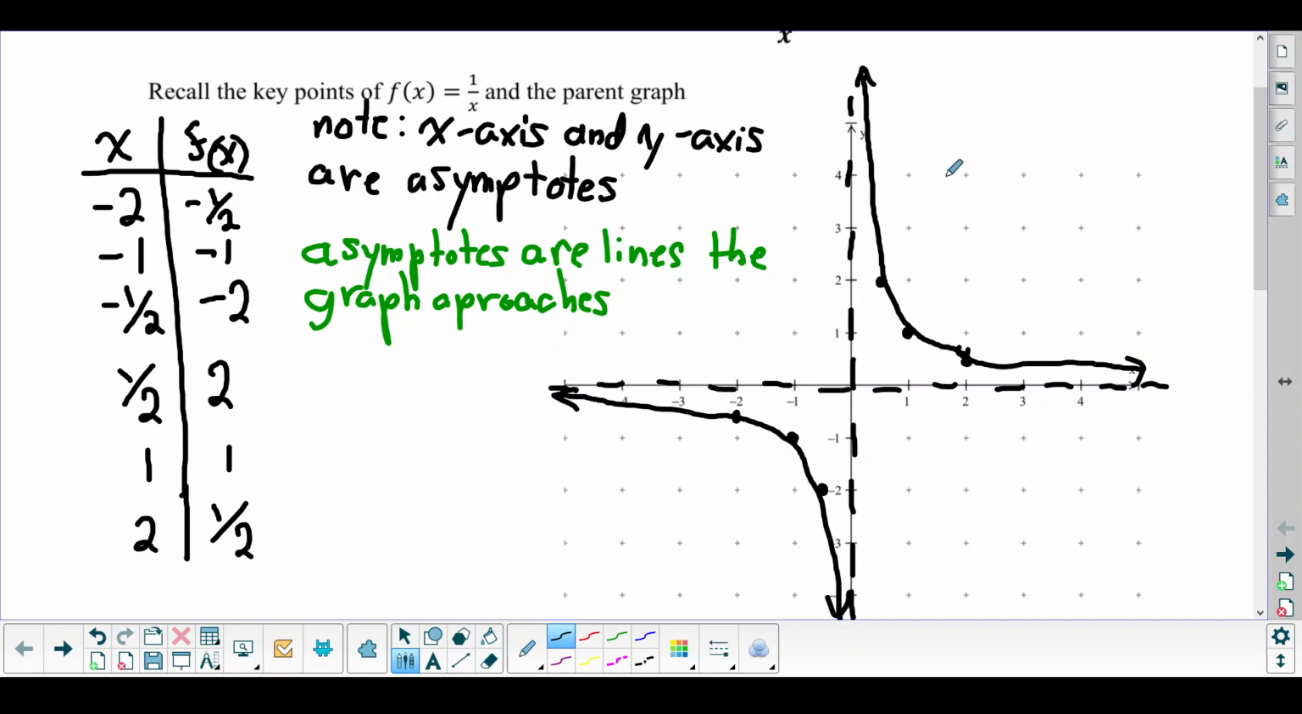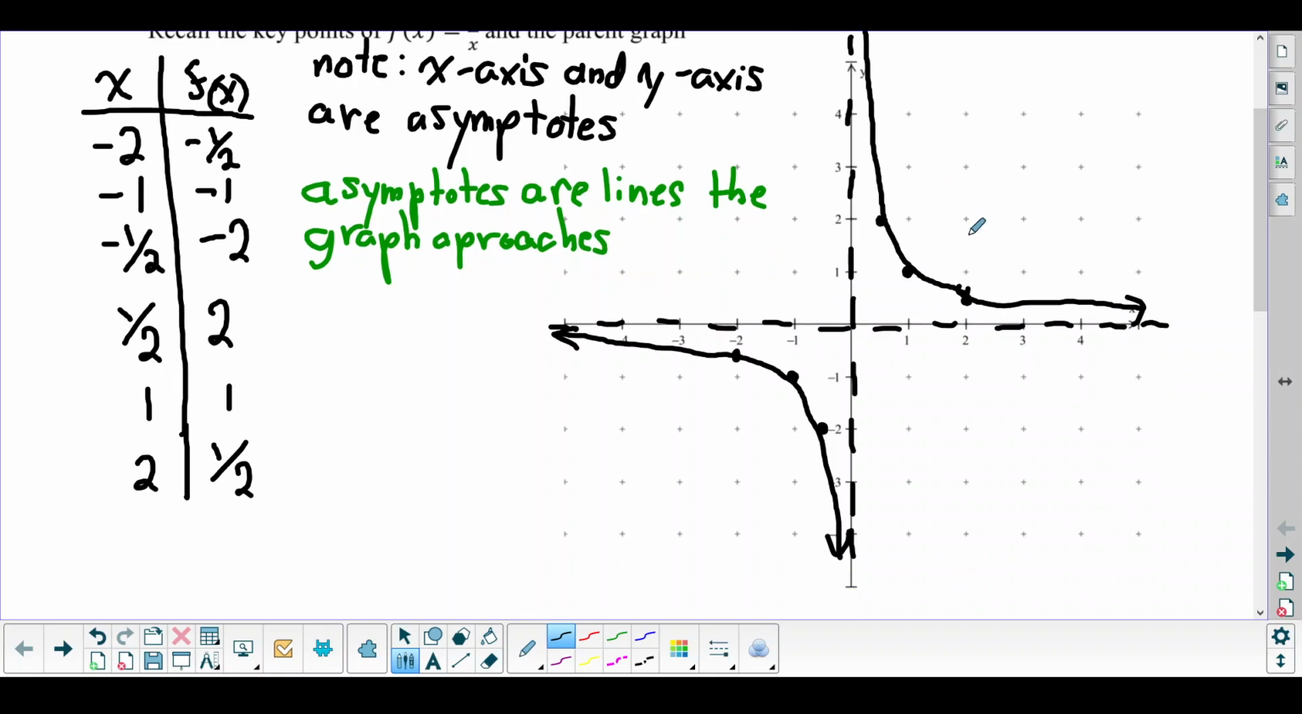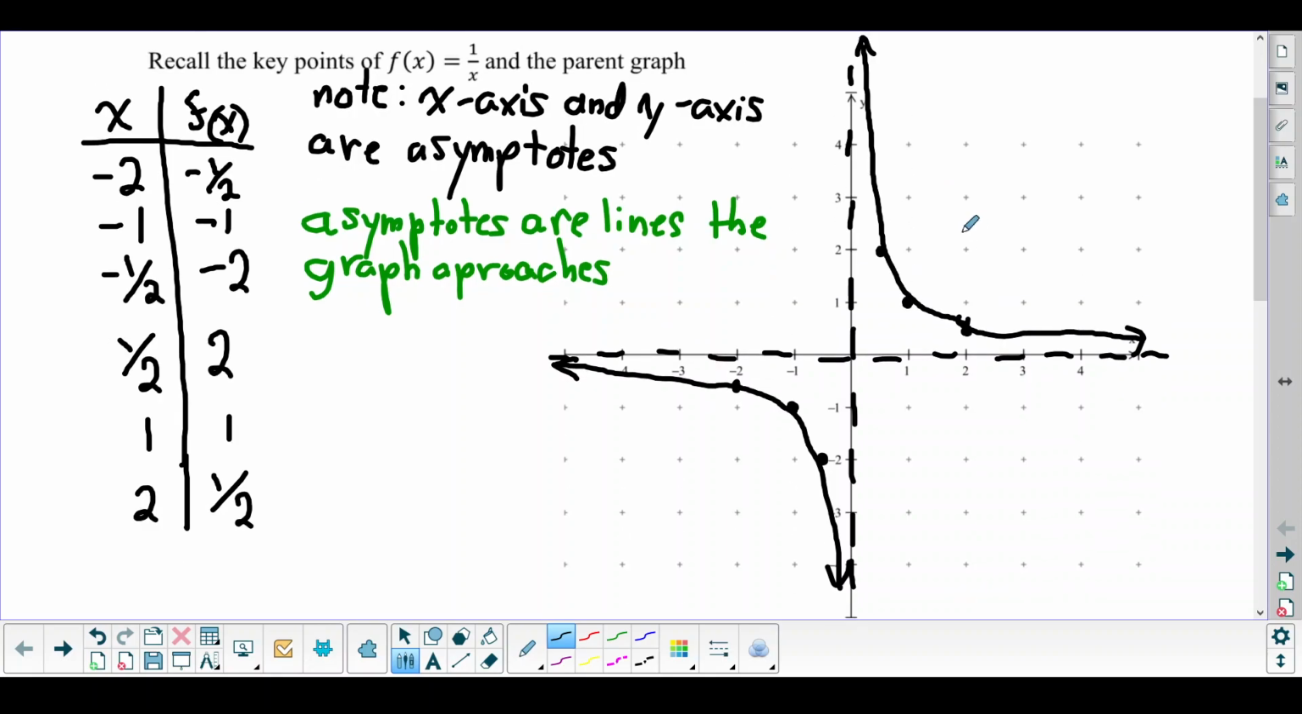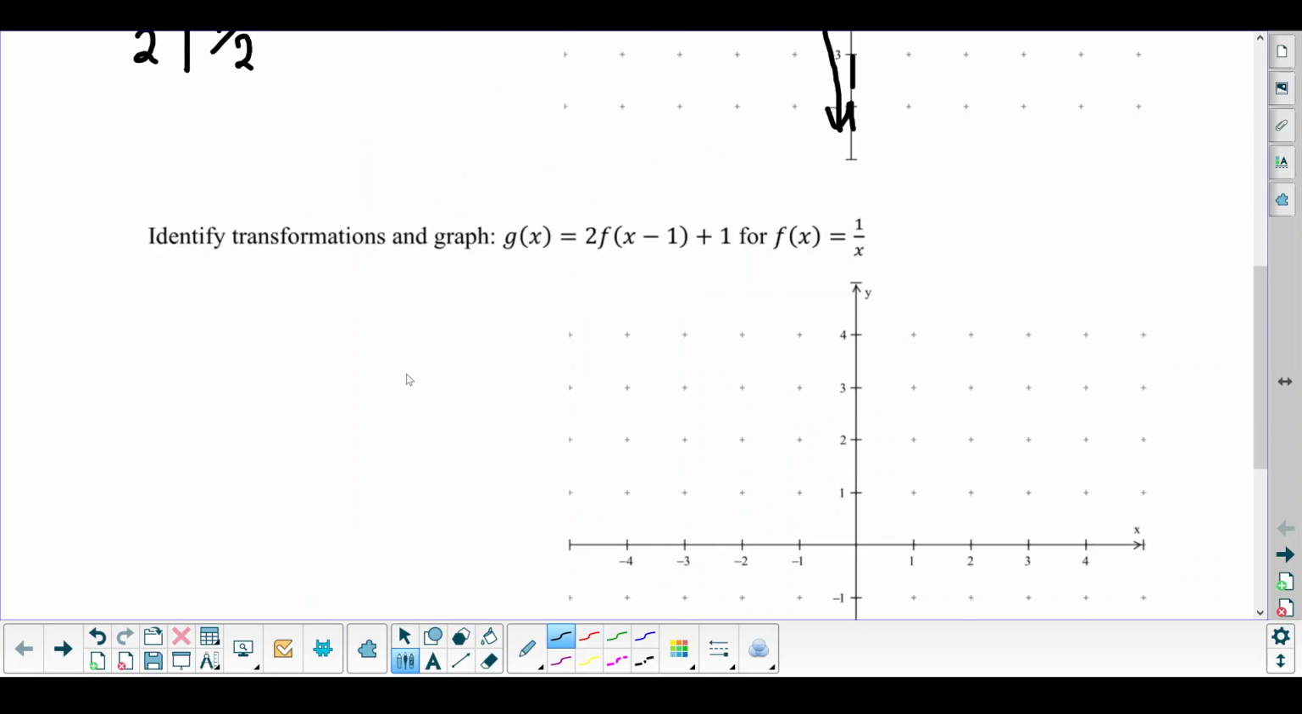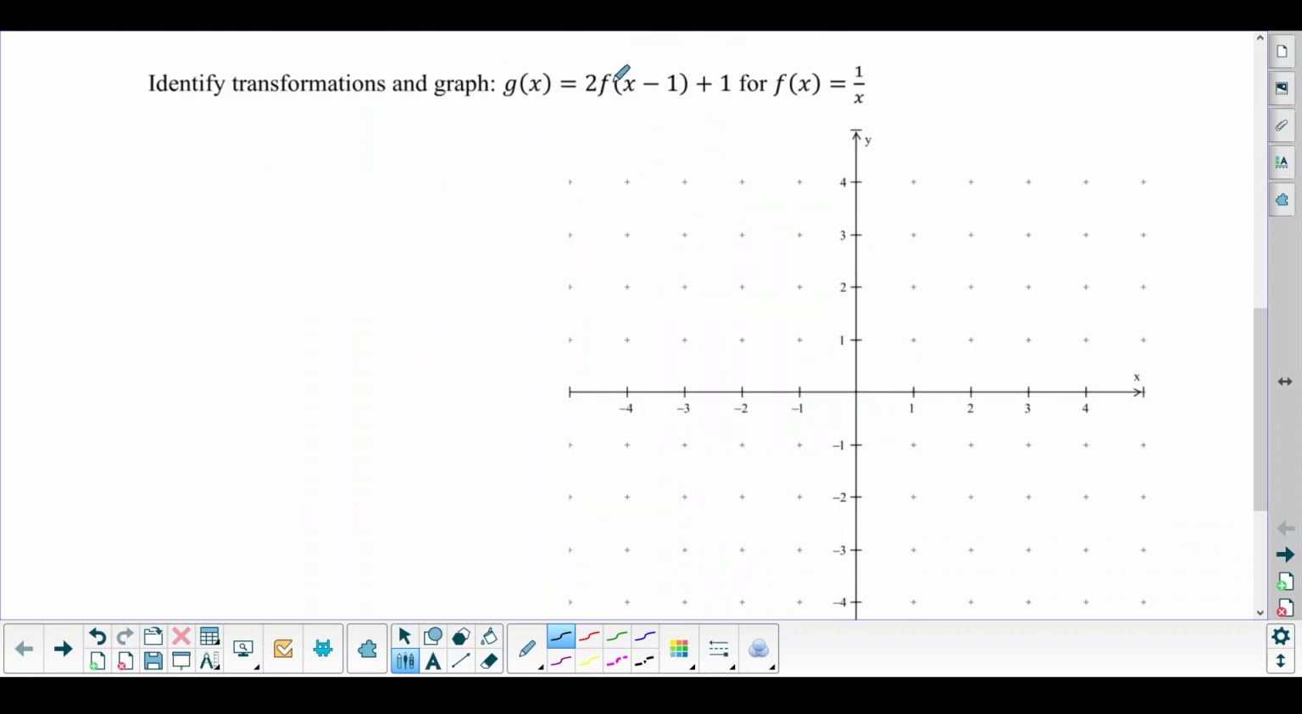All right, so that is our graph of the reciprocal function 1 over x. Okay, now of course we're going to do some transformations. Transformations, once again, work basically the same. A few interesting things happen with these asymptotes when we do some of them though, so we'll see that. So let's do our first one here. The first one we have to do is a vertical stretch by 2.